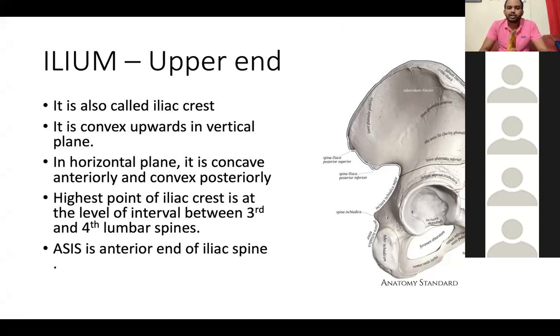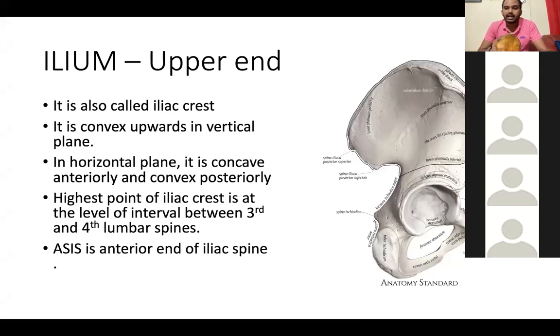Next, the highest point of the iliac crest is at the level of the interval between 3rd and 4th lumbar spines. So this is the highest point of iliac crest. It is at the level between the lumbar 3 and lumbar 4 spines. So the highest point of iliac crest coincides with the interval between third and fourth lumbar spines.